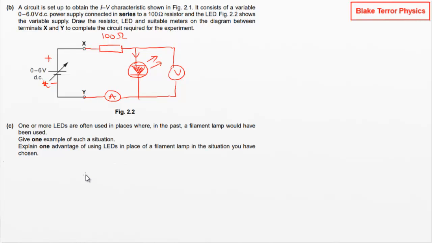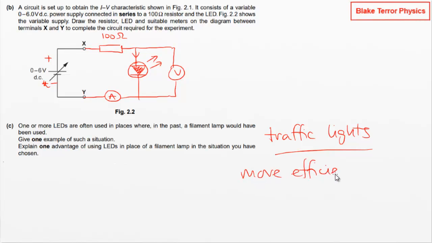Part C, one or more LEDs are often used in places where in the past a filament lamp would have been used. Give one example of such a situation. Well, we see them all the time in traffic lights. That seems like a good one to go for, doesn't it? They have notably all changed over recent years. Explain one advantage of using LEDs in place of a filament lamp in the situation you have chosen. Right, well, they're more efficient. That's one of the main things with them. So we've got more efficient.